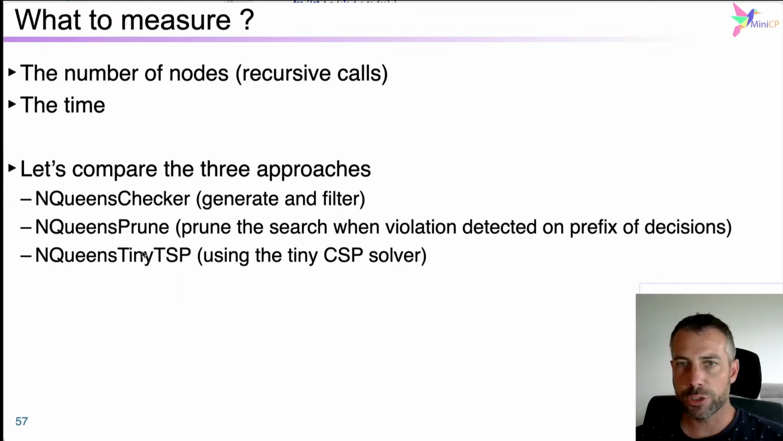So in terms of metrics, we might be interested in measuring two different metrics. First, the number of nodes. If you measure the number of nodes, that will show you how large the search space might be. And finally, we have the time. And that's really complementary because you might have a small search tree, but you might spend much more time exploring this search tree because you spend a lot of time inside each node of the search tree.